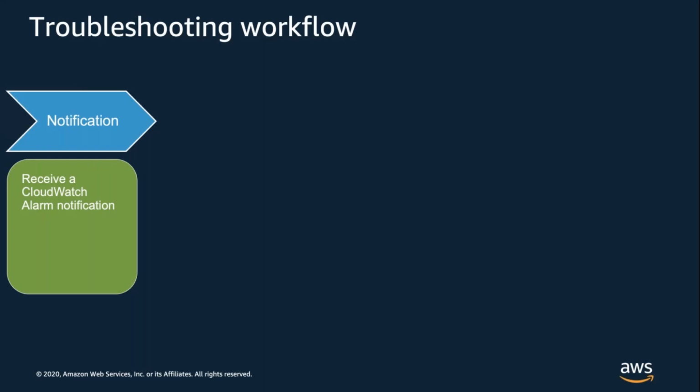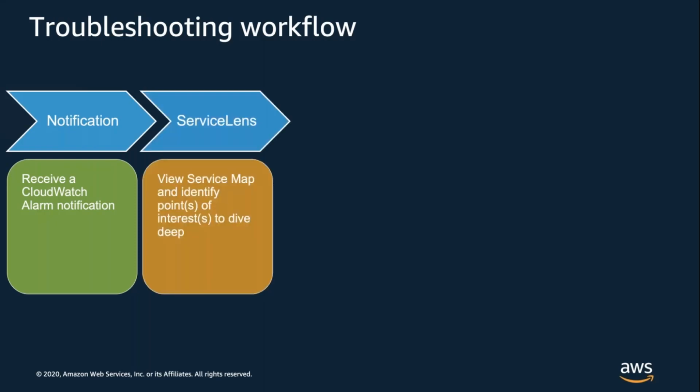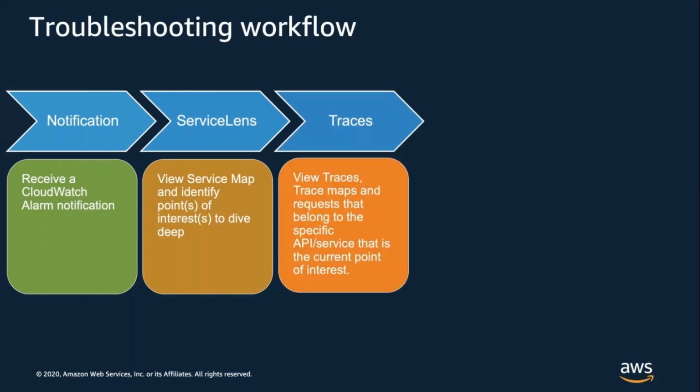You get that alert. My next step would be to open up ServiceLens, take a look at my service map, see if I can visually identify any points of interest. Again, any red on those circles, anything that looks like a fault, a 500, something that I might want to dive into. I can then dive into the specific traces and understand, at least in the situation of a serverless application in Lambda, what call failed. Can I deduce that that's failing more often than once? Why did it fail?